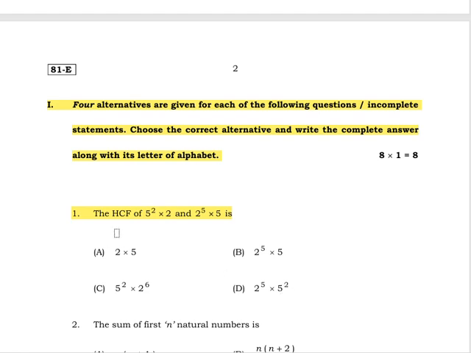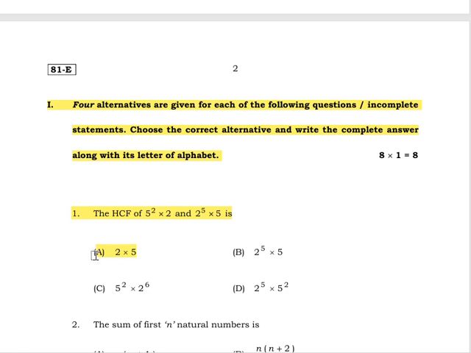In this question you can observe which are the common factors here. In the first one 5 is the common, second one also 5 is the common one. The next common factor is 2. Here also 2 is there. So the two common factors are 5 and 2. So 2 into 5 is the correct answer for the first question.